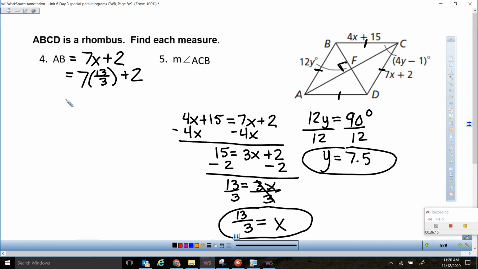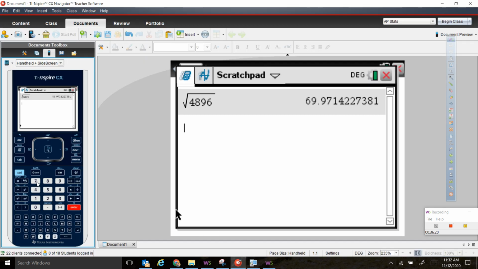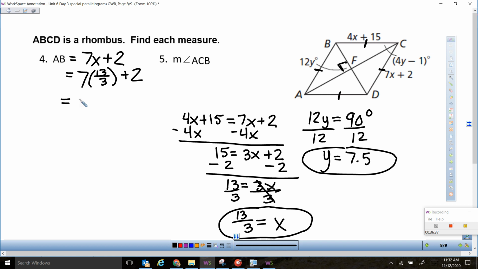Plus 2. We have a fancy calculator. I'm going to use it. I'm going to do 7 times, control divide, 13/3 plus 2. And what do we get for that one? 32.3 repeating. And right now, since that's my final answer, now it's okay to go ahead and put the repeating decimal. I just wanted to round at the very end. I didn't want to use a rounded answer to try to find the final answer.